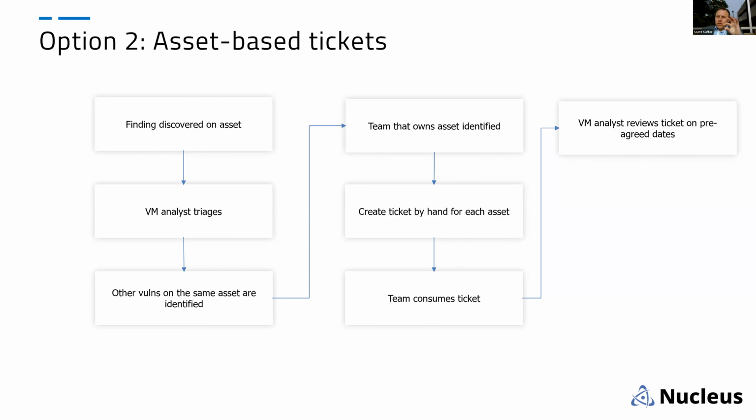The way that changes the workflow is that a finding gets discovered, your VM analyst triages it, and other vulnerabilities on the same asset need to get identified. Then you need to identify the team that owns the assets. Then you need to create the ticket for each asset instead of for each vulnerability. The team still consumes the ticket. You still have to triage the ticket. You still have to prioritize the ticket. But by adding that extra step of identifying other vulnerabilities on the same asset, it allows you to create a ticket that is per asset instead of per vulnerability. And I know this is all probably pretty self-explanatory and obvious.